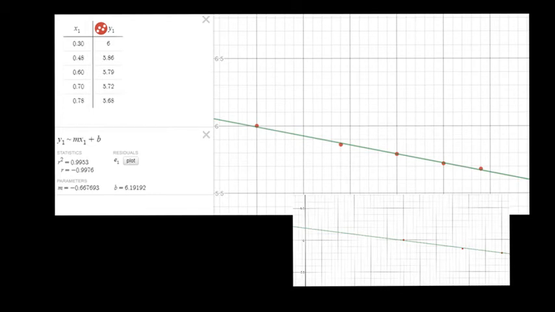So here are all of those values. Now what I've done is I've plotted all of those values on Desmos.